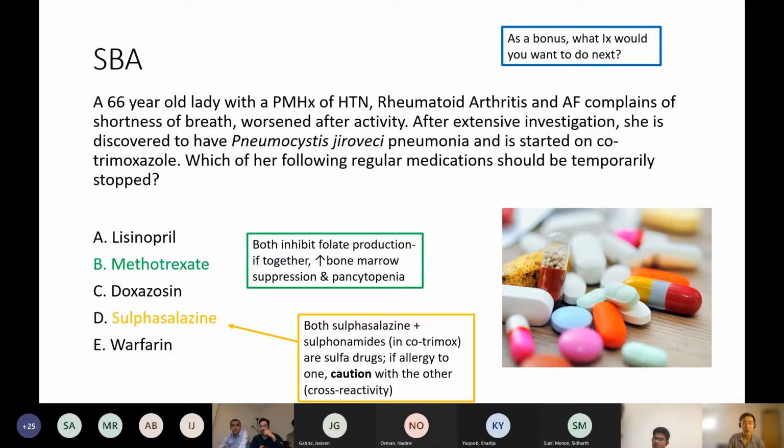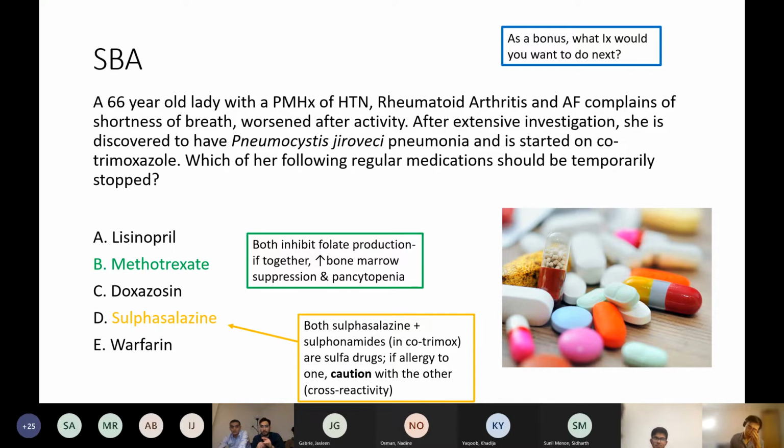Basically, the reason why I've highlighted that in yellow is because it's often linked in other types of questions, but it's specifically if someone has an allergic reaction to a sulfur drug, then you might want to be cautious about giving cotrimoxazole, because if someone reacts to the sulfur in a certain type of drug, they might react to a sulfur in this antibiotic as well. But yes, methotrexate is the hard contraindication here.